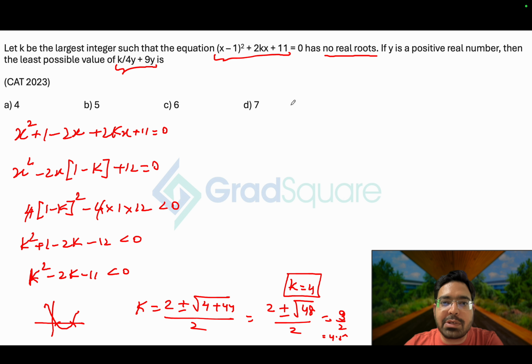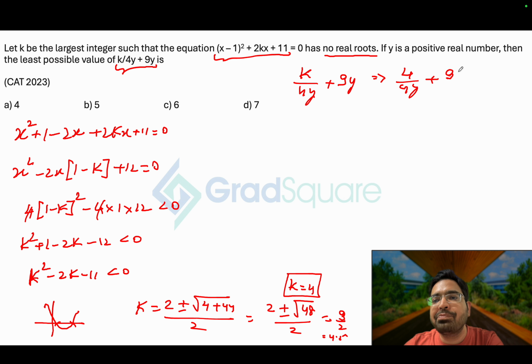Now we are looking at this particular expression. What this expression says is k by 4y plus 9y is what you are looking at. The value of k is turning out to be 4. So what are we trying to look at? 4 divided by 4y plus 9y. If you go a little further, you will realize it is 1 by y plus 9y, and you are trying to find the least possible value of this. If y is a positive real number, then the least possible value of the expression is what we are looking at.